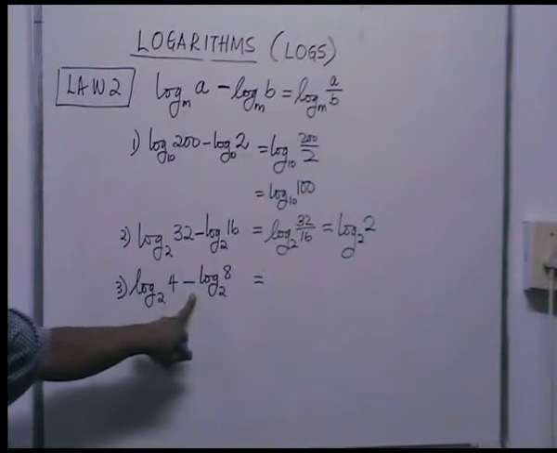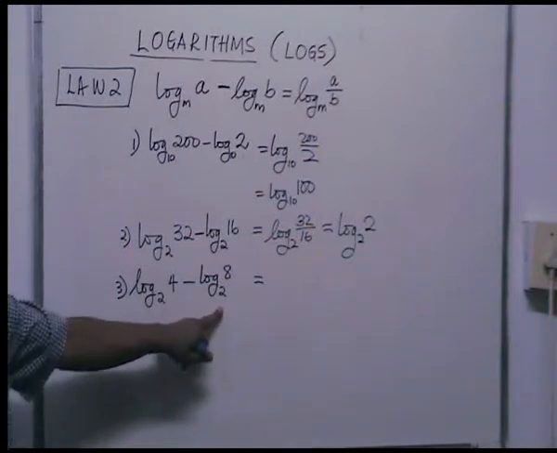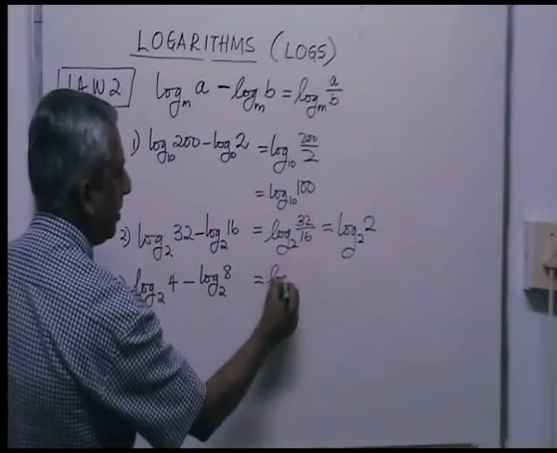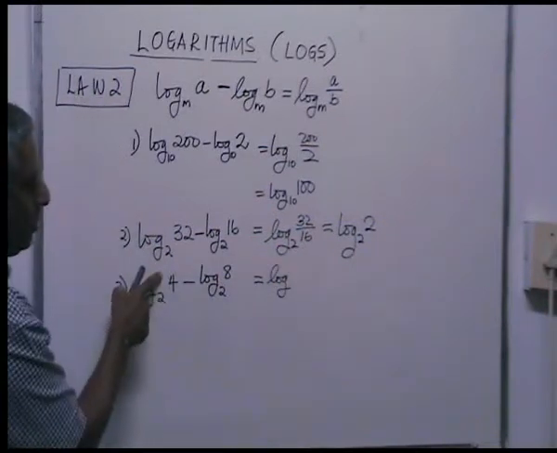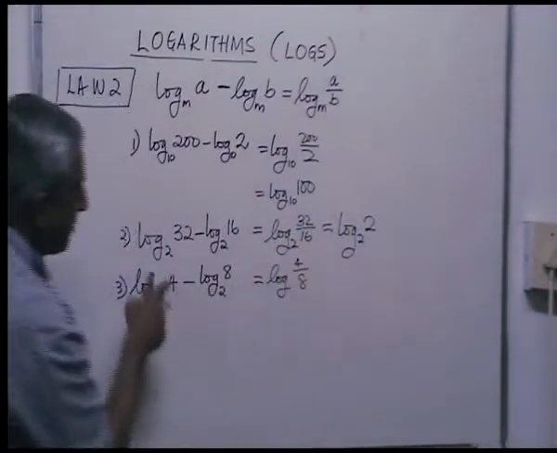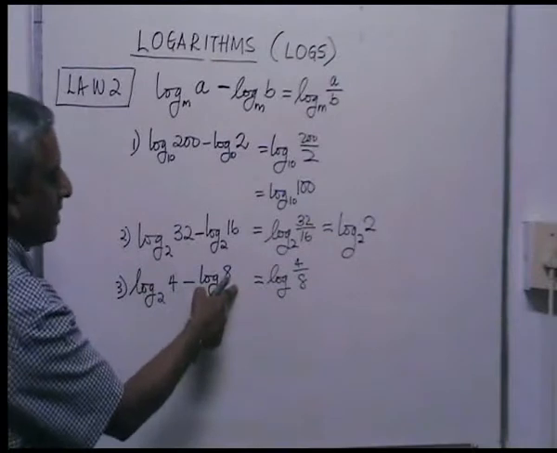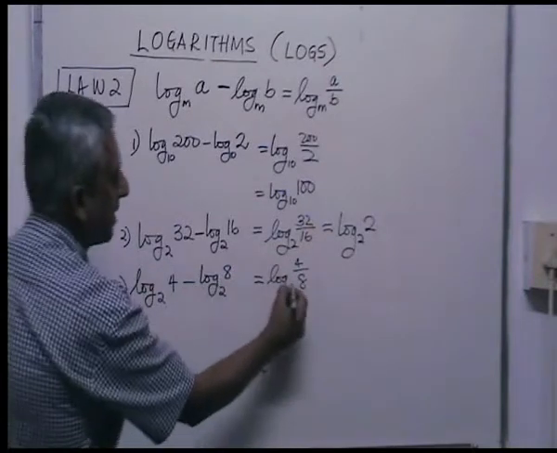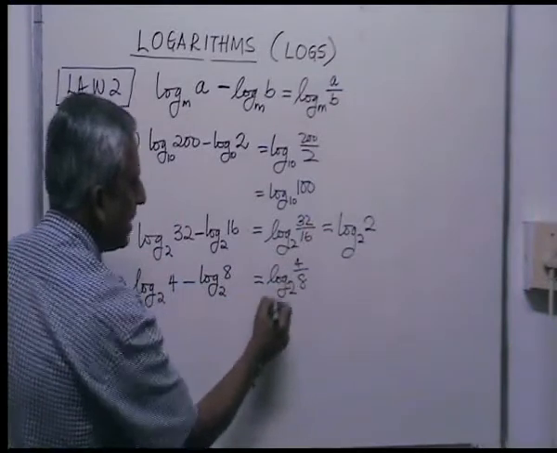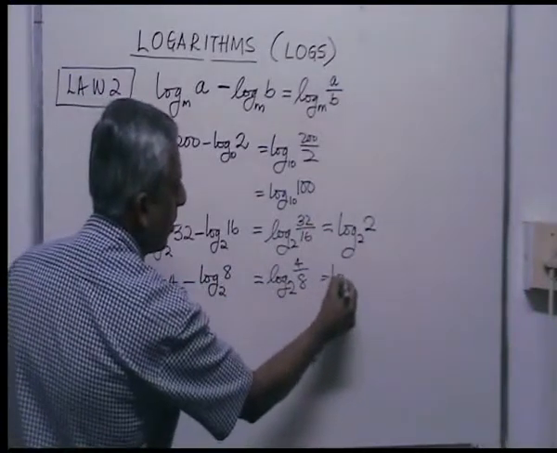Firstly, there's a minus sign. Yes. The bases are the same. Yes. Therefore, we can apply the law. So it will be log 4 over 8. Yes, it will be 4 over 8 because the first number is the numerator, the second number is the denominator, and the base is 2. So there's my base 2.